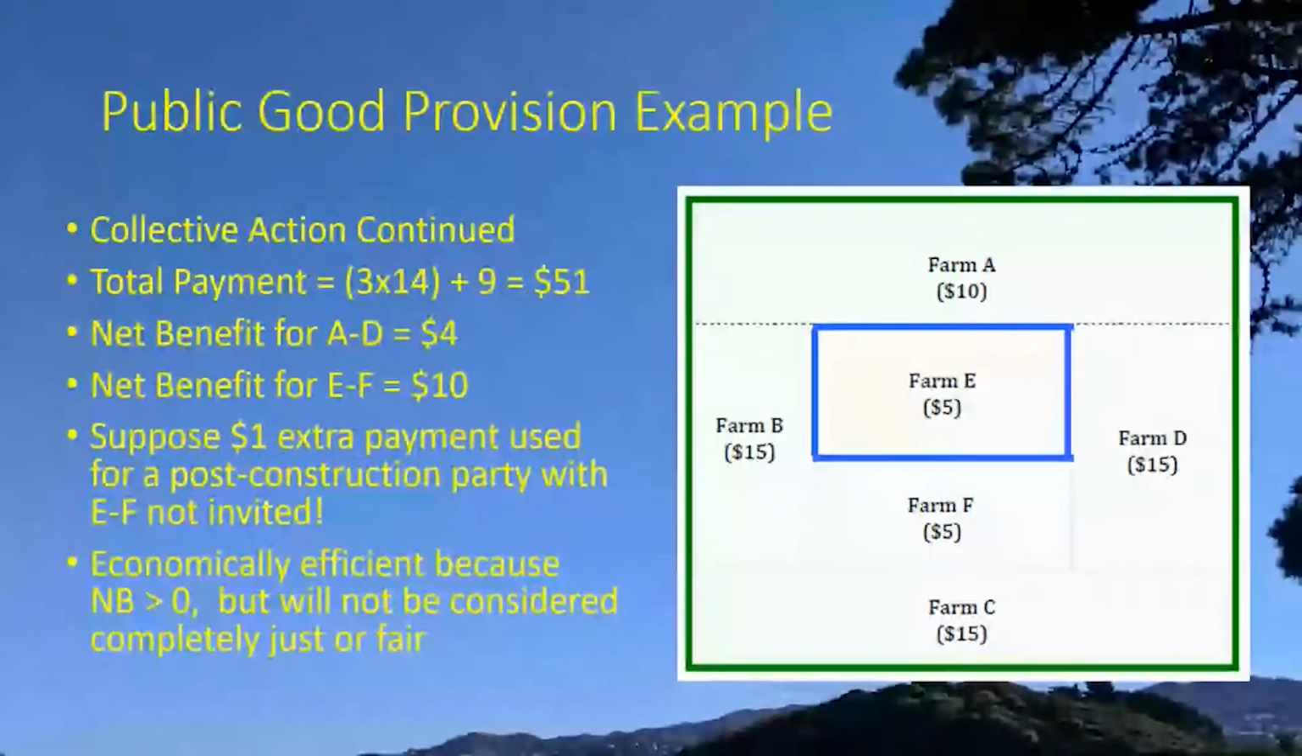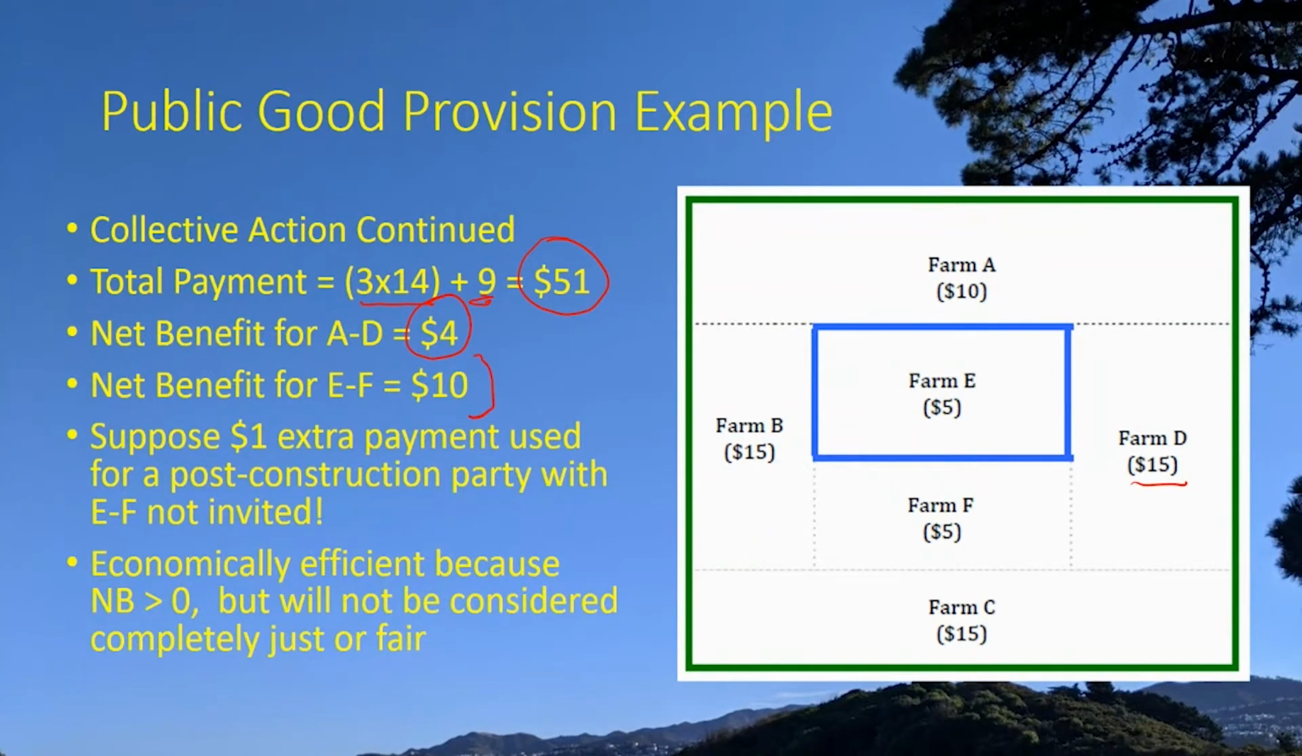What happens? Collective action continued. So the total payment is going to be 3 times 14, that's Farm B, C, and D. Farm A is $9, and that's going to sum up to a total cost of $51. The net benefit for A to D is going to be an extra $1 each, so they're going to get a net benefit of 4. That's the 10 minus 9, 15 minus 14, 15 minus 14, and so forth. That's $1 extra each.